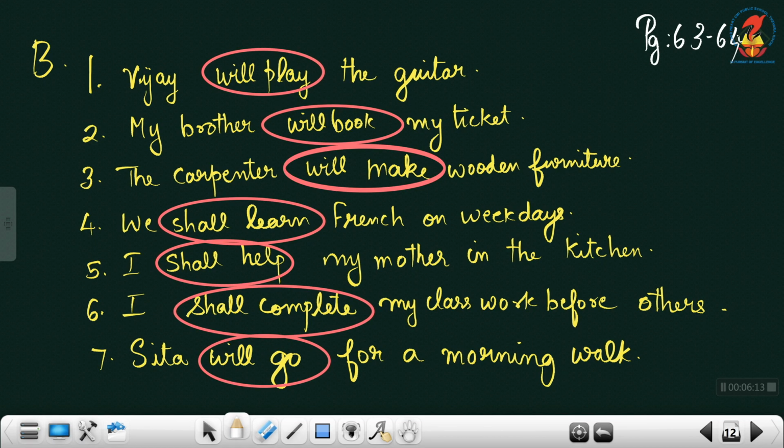Vijay, it is already given: Vijay plays the guitar. Plays, that is present tense. You have to change it into future tense. So, you have to add will or shall to the verb. So, Vijay will play the guitar.